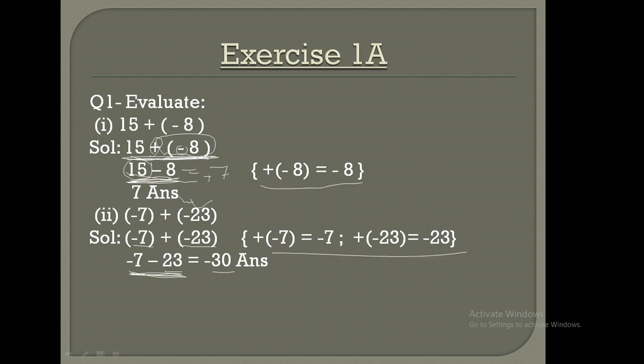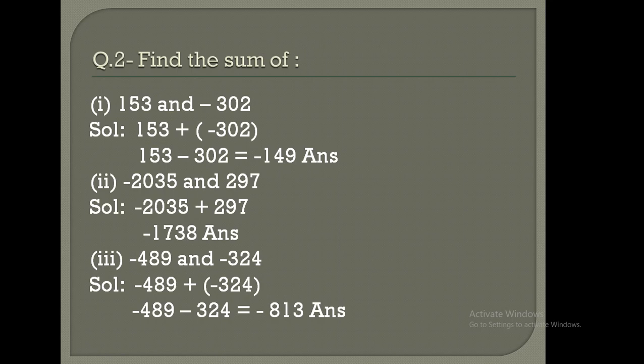Now we will move to the next question: find the sum of 153 and minus 302. First of all we have to replace this 'and' with a plus sign. 153 plus, in bracket, minus 302. Now 153, when we open this bracket, the sign will be changed. Here it will come minus 302.